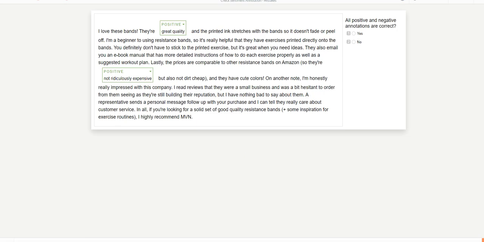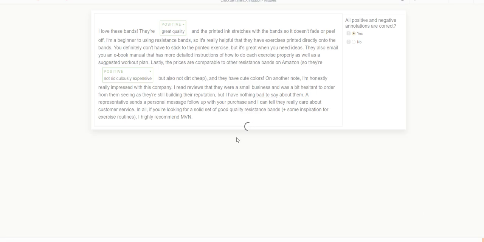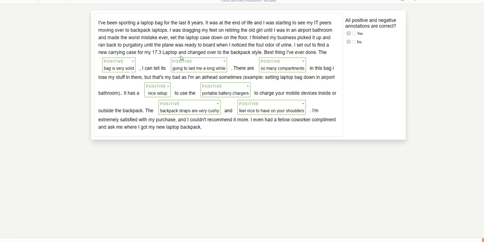"I love these brands. They are great quality." That's positive. "Not ridiculously expensive." That's positive as well. Now, this is easy. "Bag is very solid." Positive. "Going to last me a long while." Yep, that's positive as well. "So many compartments." Positive as well.